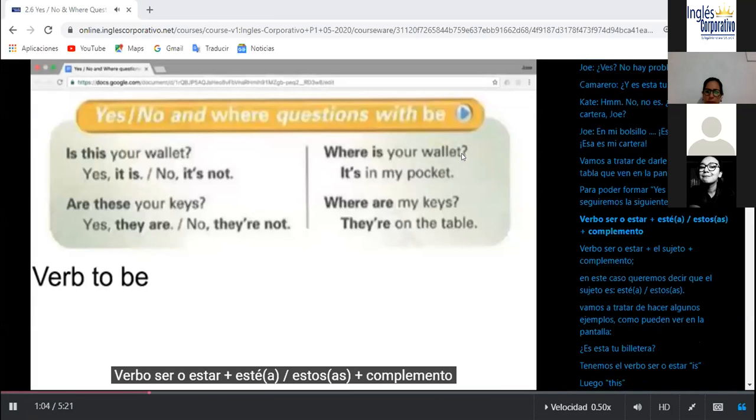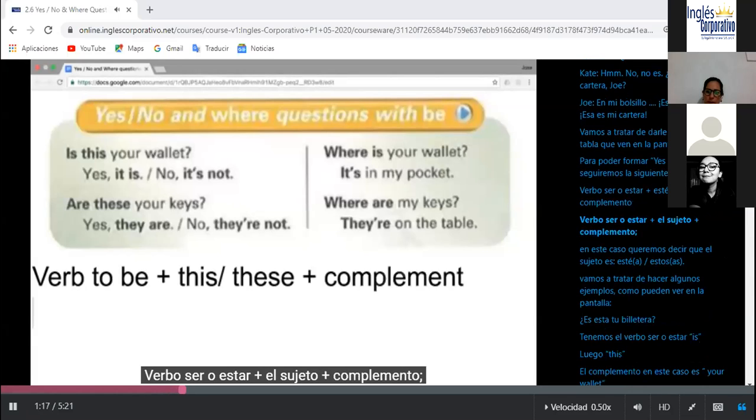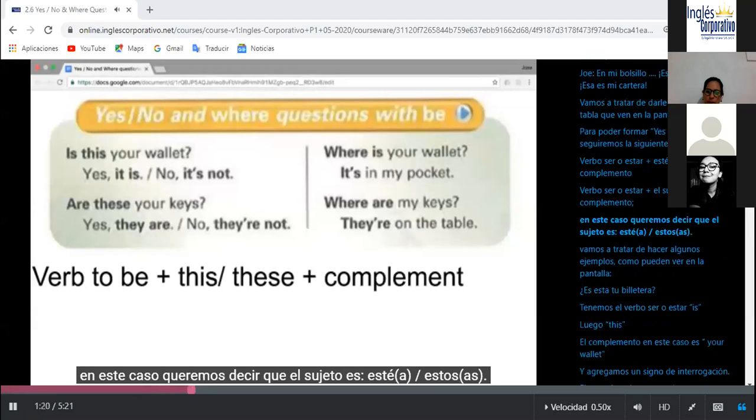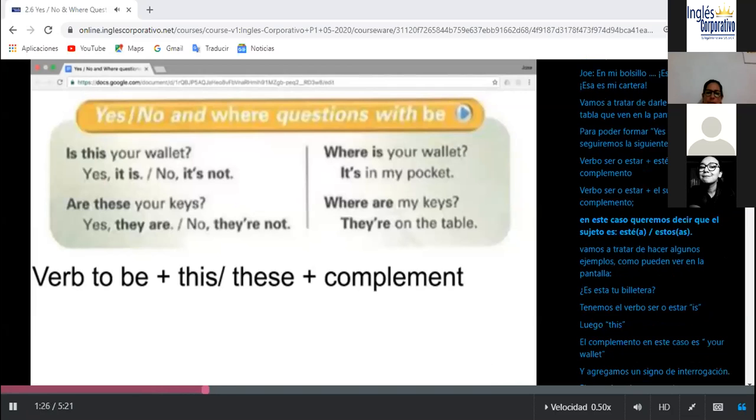Verb to be plus this, or in this case could be these, plus some kind of complement. So verb to be plus subject plus complement. In this case, we want to say that the subject is this or these. So let's try to make some examples.